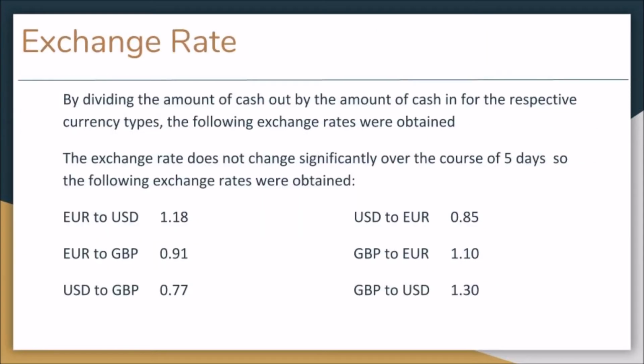In order to model the exchange rates from the provided data, we divided the amount of cash out by the amount of cash in for the respective currency types. The exchange rates were associated with each conversion server by updating the state variables with these rates. As you can see, Great Britain pounds appear to be the most valuable.